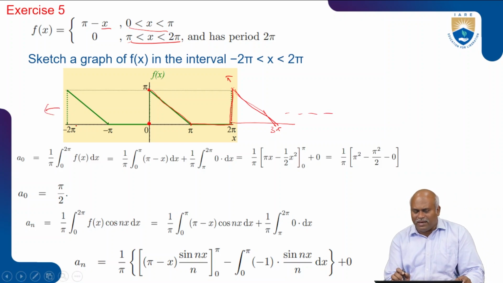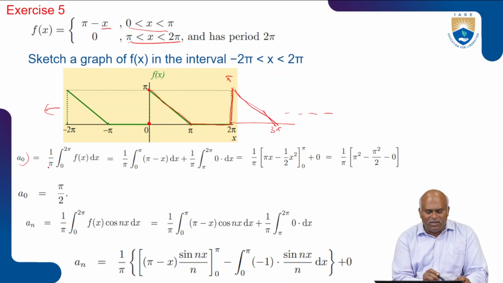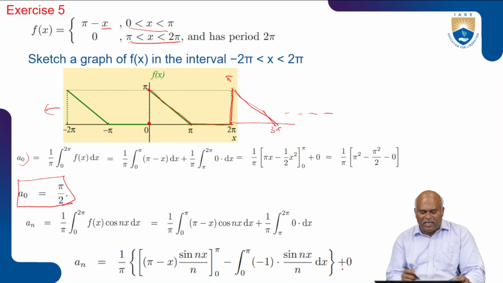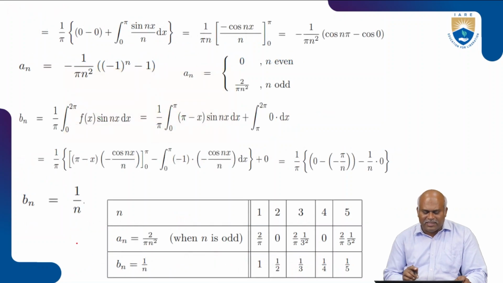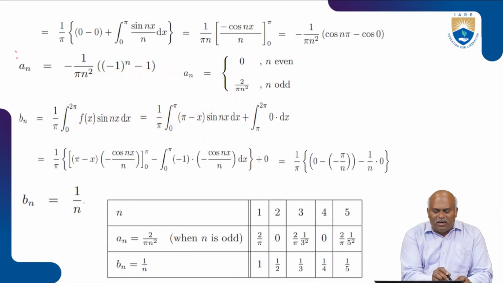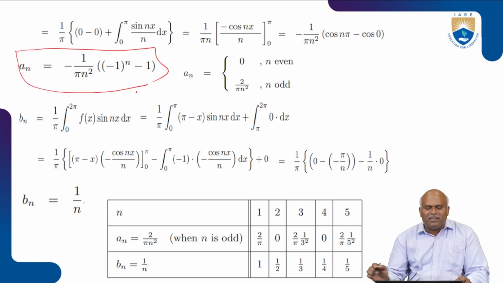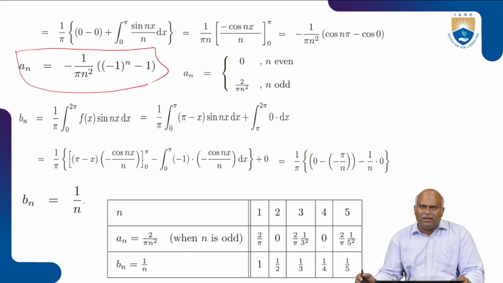Based on this waveform interval, we find A0. A0 is equal to pi by 2. Next, An is represented as minus 1 by pi n square times (minus 1 to the power n) minus 1. So when n is even, An is equal to 0. When n is odd, An is represented as 2 divided by pi n square.